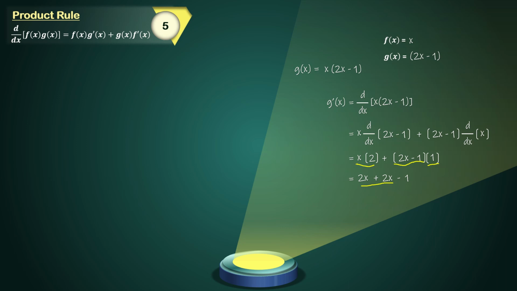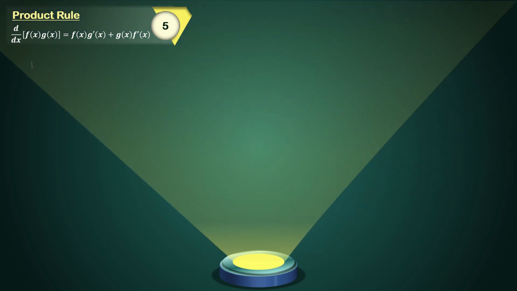2x plus 2x is 4x minus 1. This is now the derivative of the given function. Third example, what is the derivative of 3x minus 2x squared multiplied to 5 plus 4x?